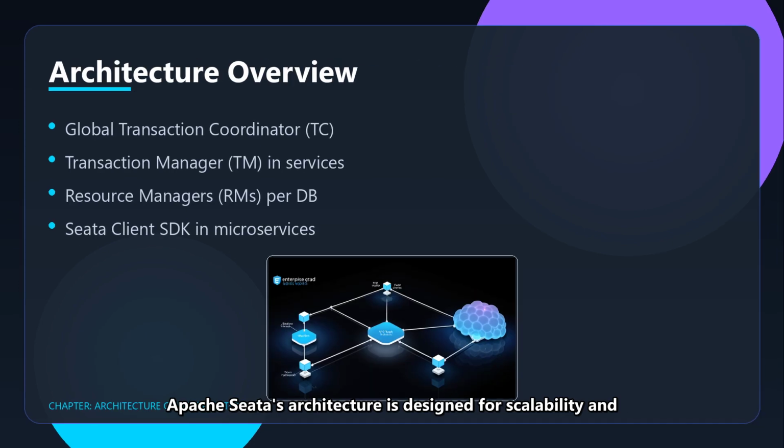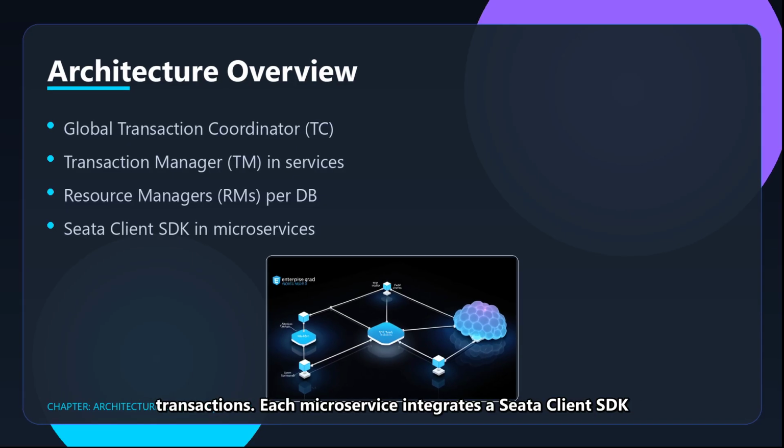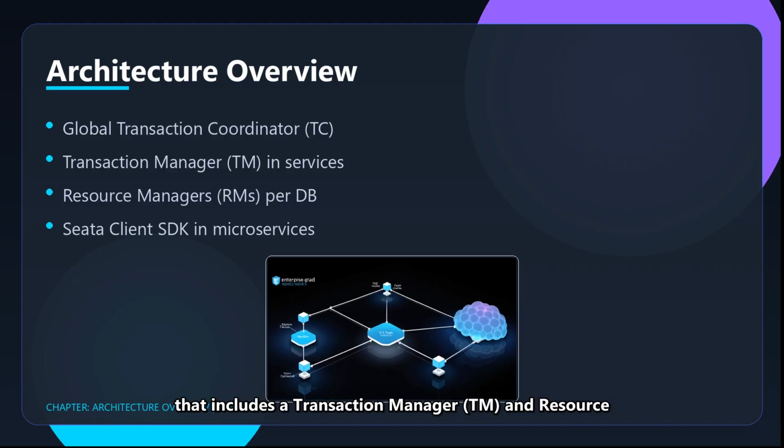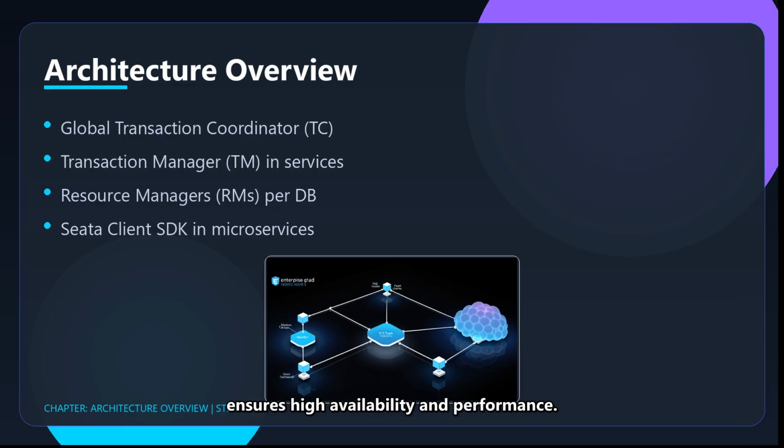Apache Seata's architecture is designed for scalability and resilience. The Transaction Coordinator (TC) centrally manages global transactions. Each microservice integrates a Seata client SDK that includes a Transaction Manager (TM) and Resource Managers (RMs) for local resources. This distributed setup ensures high availability and performance.